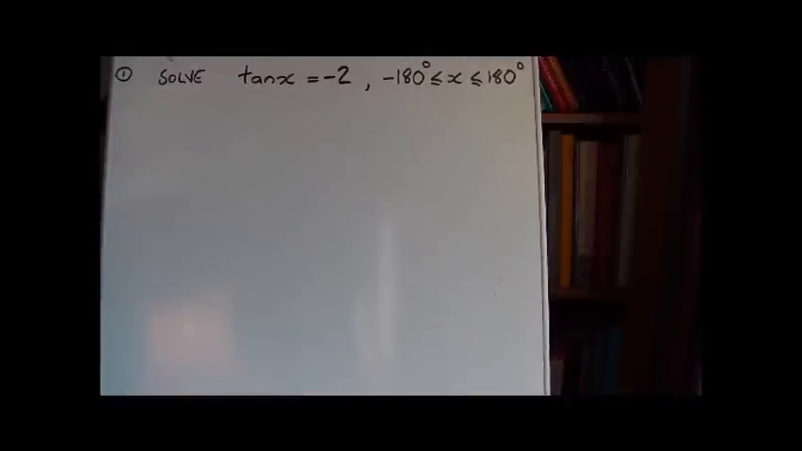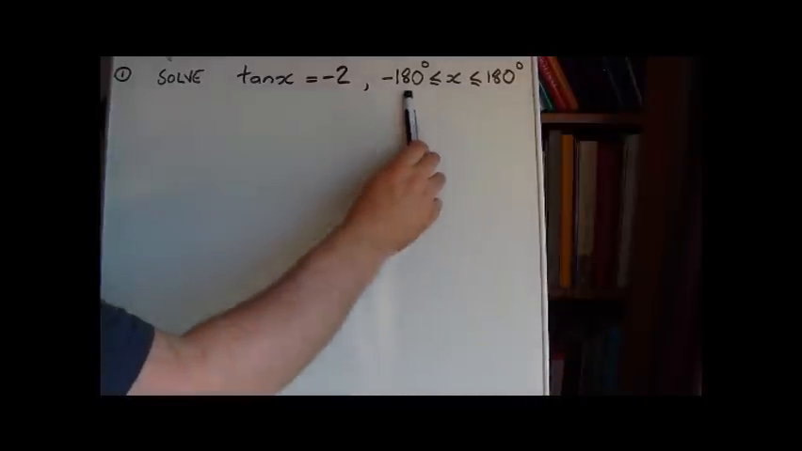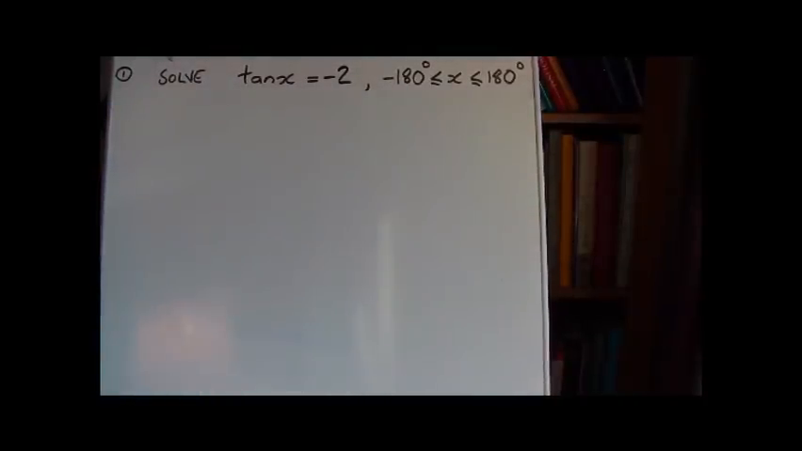This is a trig equation involving the tangent function. So we have to solve tan x equals -2. The interval is given in terms of degrees, so you have to check that your calculator is also set in degree mode.